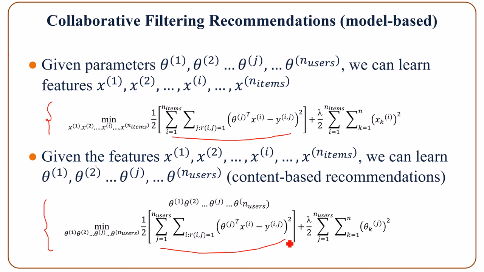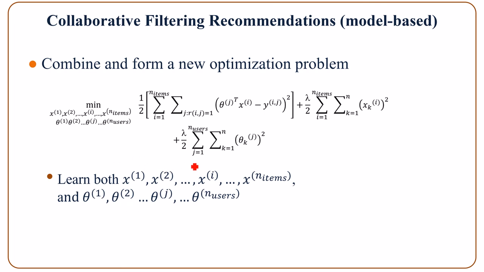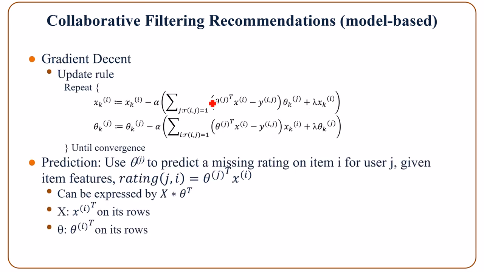The first parts of the two functions are actually the same. We can combine the two objective functions into one. So we can learn both the features and the parameters together. And finally, this is the objective function. In this objective function, we have two regularization terms. One is for features and another is for parameters. In the update rule for gradient descent, we have the updates for the features and the updates for the parameters.